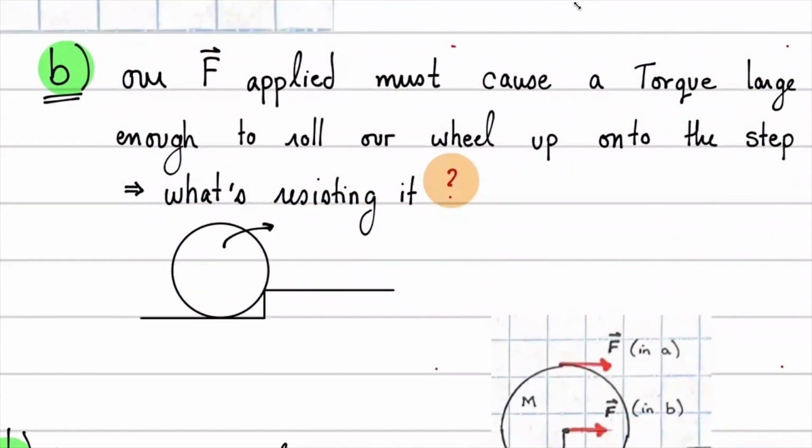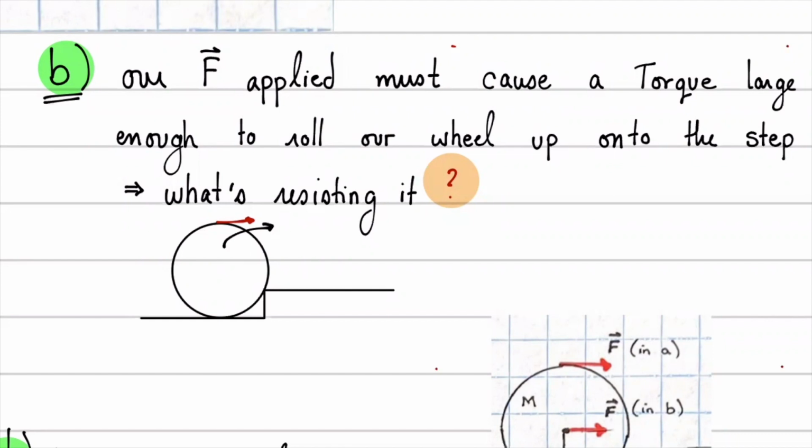Okay, so we're going to start with part A of this question, in which our force is being applied up here on the top surface of the wheel. And I'll leave part B for you guys to figure out on your own time. Just follow the same steps we used to get to this solution, okay? And our force applied must cause a torque large enough to roll our wheel up onto the step.